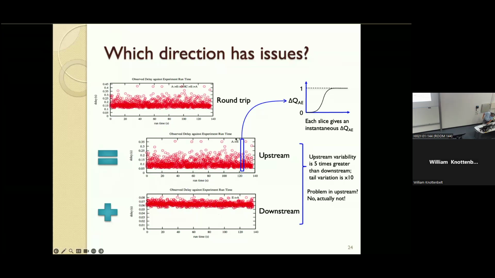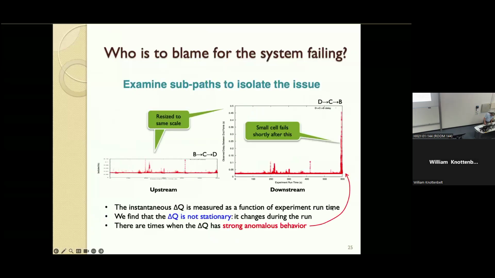Notice that if you take a vertical slice at a particular time, and you look at all the packets in a particular window here, you can determine a delta Q, so a CDF of the delay of the packet, okay? You look at this upstream and think, oh, this upstream is very bad. So you might think the problem is in the upstream, but actually it's not the upstream. So let's go look a little bit farther here.